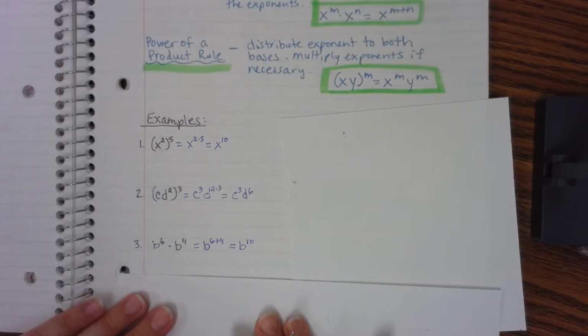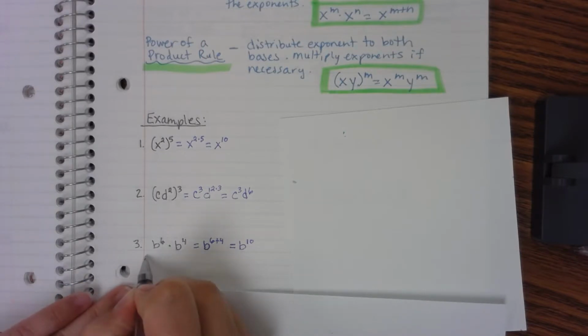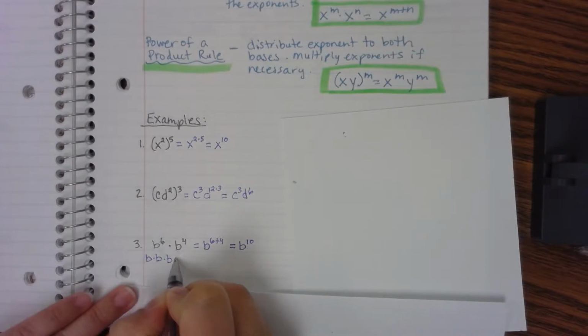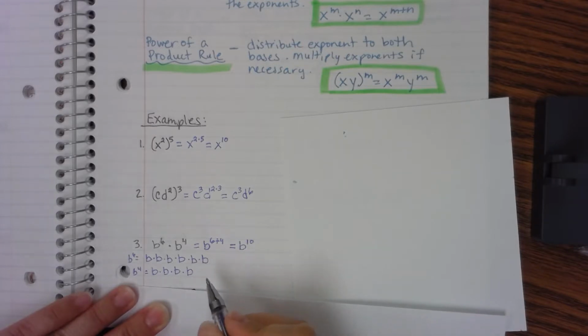You may have seen something like that before. So this is basically saying that I have b times b times b times b times b times b. That's my b to the 6th. And then my b to the 4th would be b times b times b times b. Altogether, I have 10 b's, which is why we add. It's much shorter than having to write them all out.